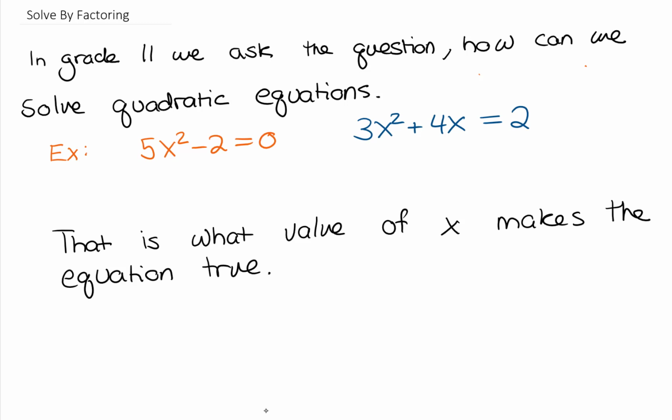So when we ask to solve it, we're saying, that is, what value of x makes the equation true? So how do we solve ax squared plus bx plus c is equal to 0? In this video, we are going to learn how to solve quadratic equations with factoring. At this point in time, we know how to solve linear equations from grade 10, and so now we're going to move on to be able to solve more complicated equations.